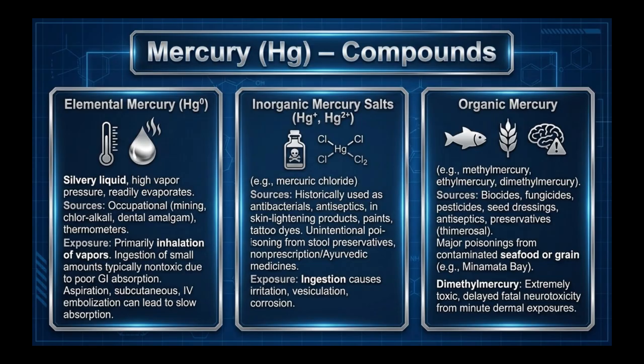Unintentional poisoning has occurred from stool preservatives, non-prescription medications, and Ayurvedic medicines. Organic mercury's most prevalent environmental form is methylmercury, a short-chain alkyl compound. Organic mercury compounds have been used as biocides, fungicides, pesticides, seed dressings, antiseptics, and medicinal preservatives such as thimerosal. Major poisonings like those in Minamata Bay, Japan, and Iraq occurred from consuming contaminated seafood or grain treated with methylmercury.